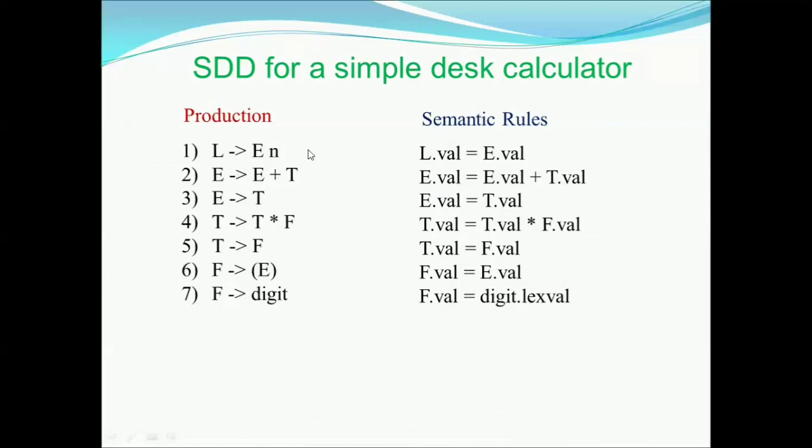Similarly, finally the L is going to get its value from E. Then the n represents the end of the string. Once E gets its value, that will be passed to L. You can observe that in every rule, the node is getting its value from its child or from its children. Such an attribute is called a synthesized attribute, because it is going to get its value from its children or from the child.